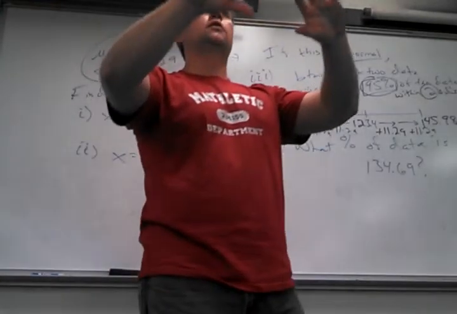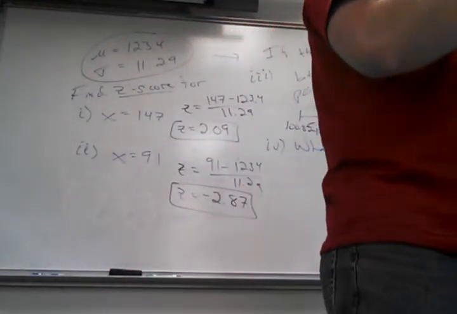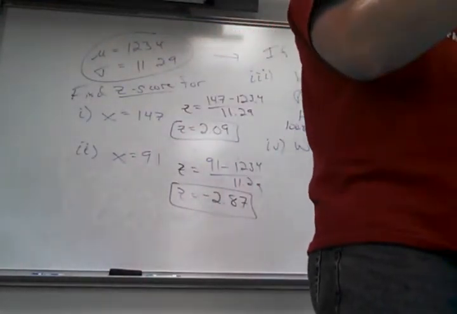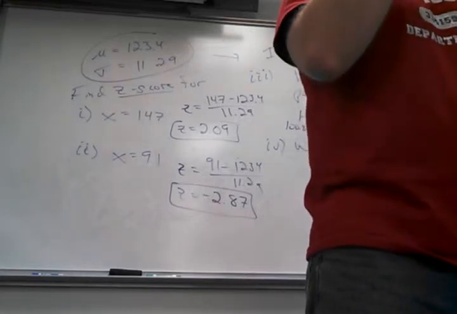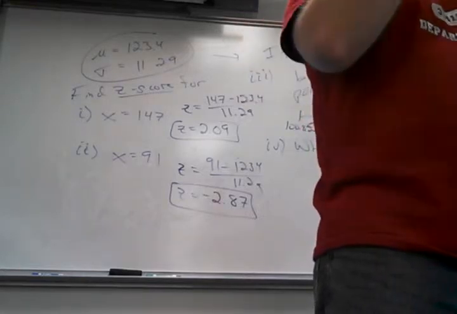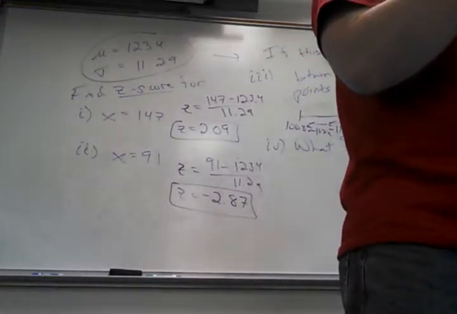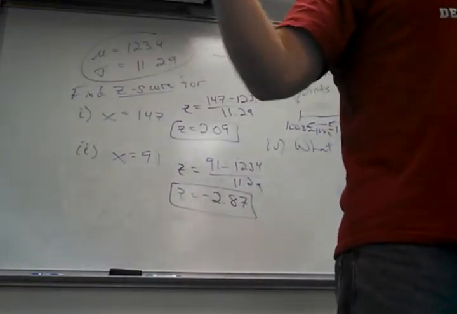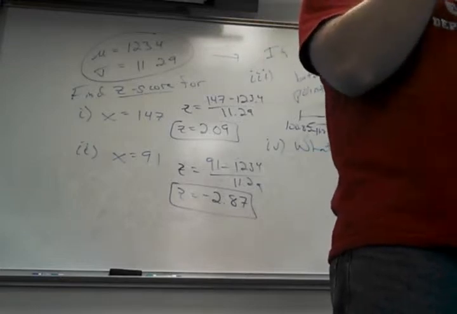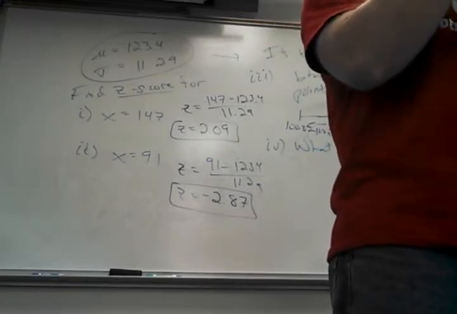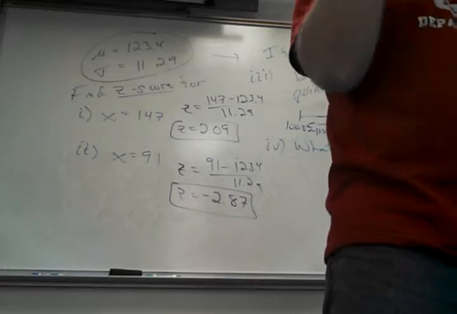So guys, and girls, and whatever other designation, I want to be inclusive. When can I use Chebyshev's rule? All the time. It works for anything. When can I do the more specific empirical rule? If it's normal. It only works for normal.